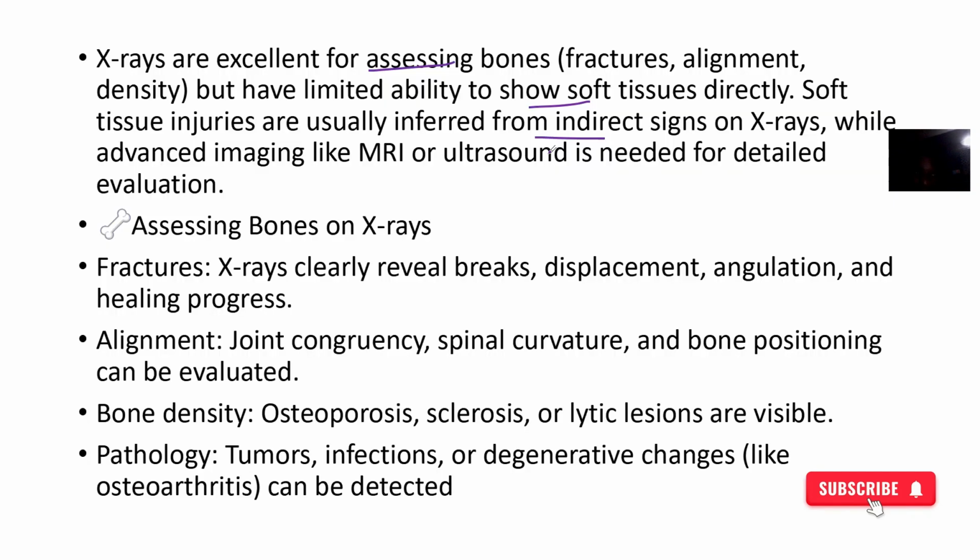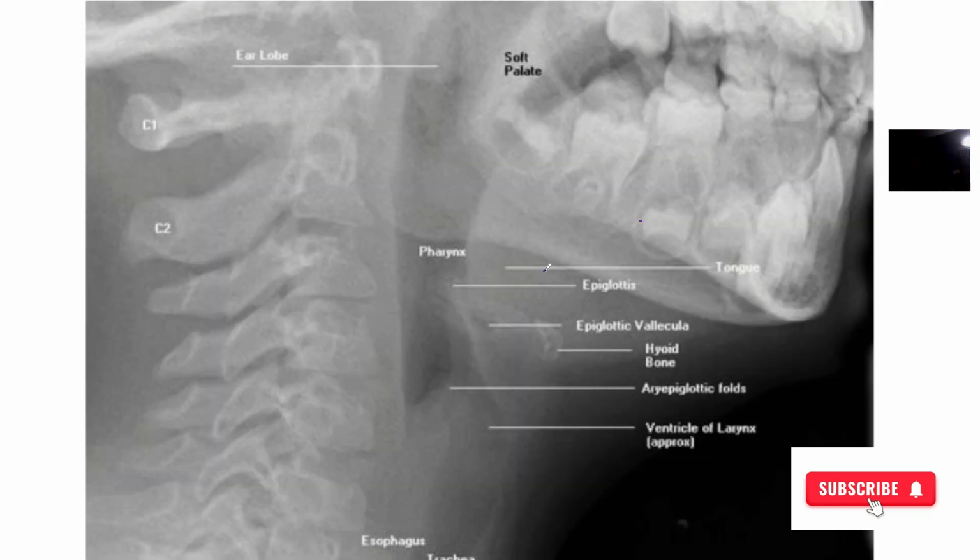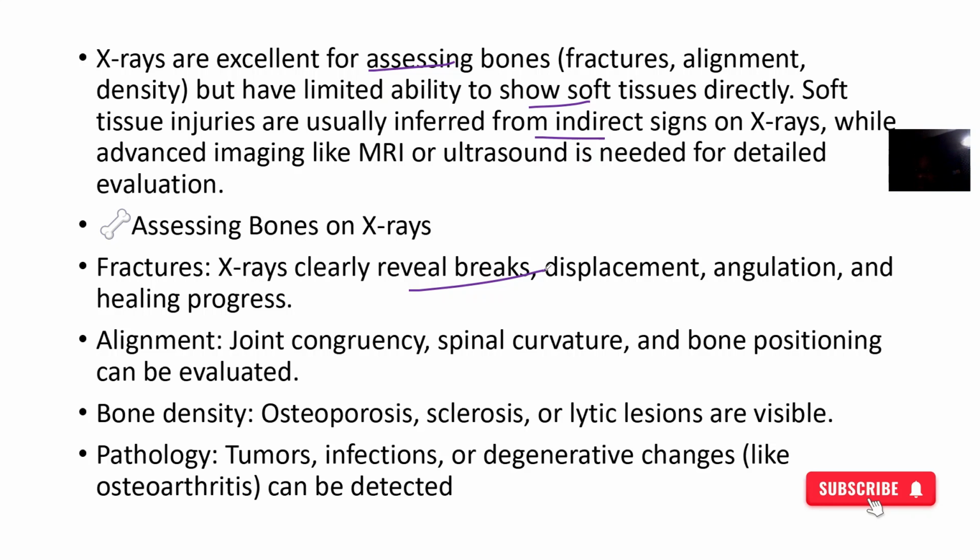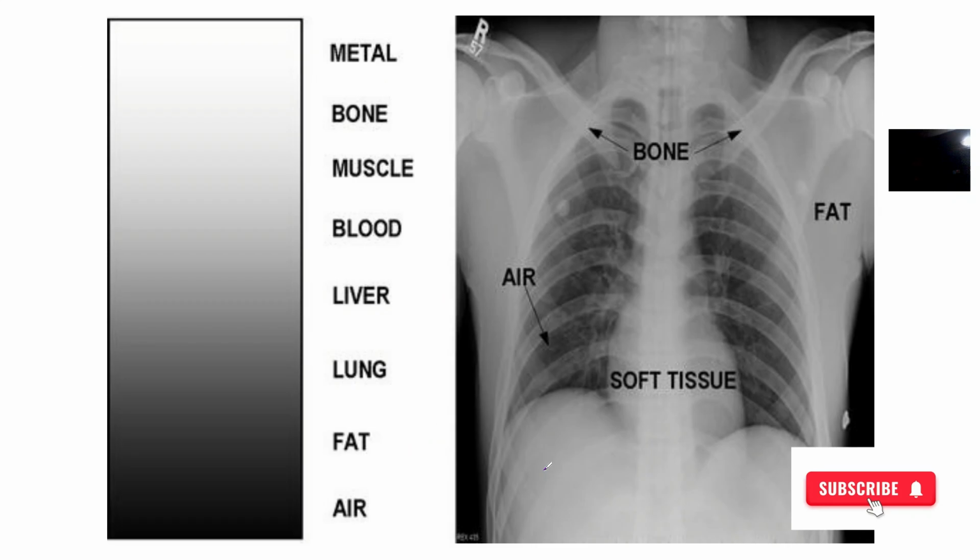You understand? So accessing bones on X-rays, in fractures, X-ray clearly shows that there's a break, there's a stop in continuity, displacement or angulation, and it can also show the healing process. Alignment, joint congruency, spinal curvature, and bone positioning can be evaluated. You also look at the bone density, where you are looking at how thick the bone is. You look at the tumors, infections, and degenerative changes. You can also see them on X-rays.